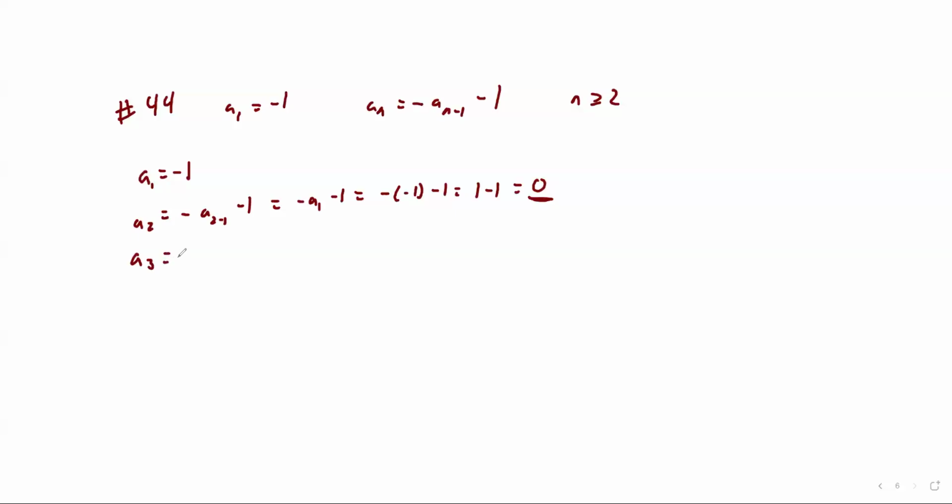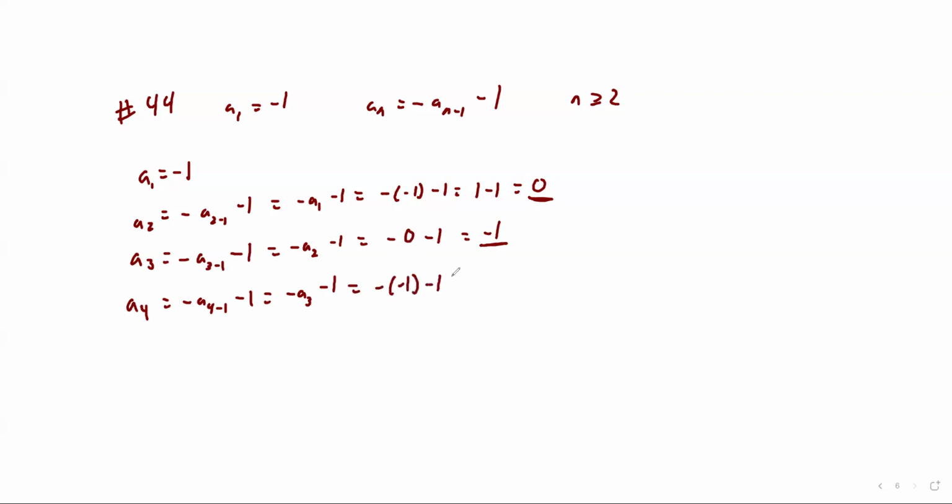So then I do a sub 3. So then this would be negative a sub 3 minus 1 minus 1, and then this would be negative a sub 2 minus 1, and this will be negative 0 minus 1, which would just be negative 1. Then I do a sub 4, and I get negative a sub 4 minus 1, minus 1. So this would be negative a sub 3 minus 1. And this would be negative negative 1 minus 1. And I say I get 1 minus 1, which is 0.